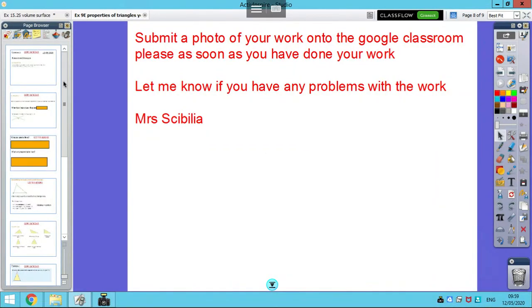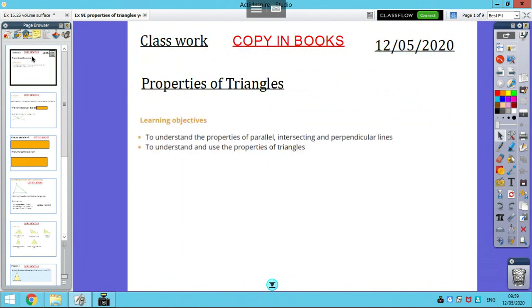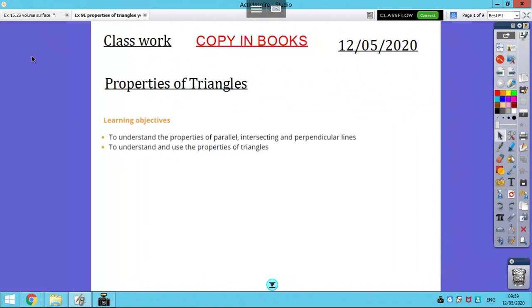Good morning, Year 7. So today we are looking at properties of triangles. So pause the video and write your date, title, and both learning objectives, because they are important today. And underline each of them, please. Now, once you've done that, let's have a look.